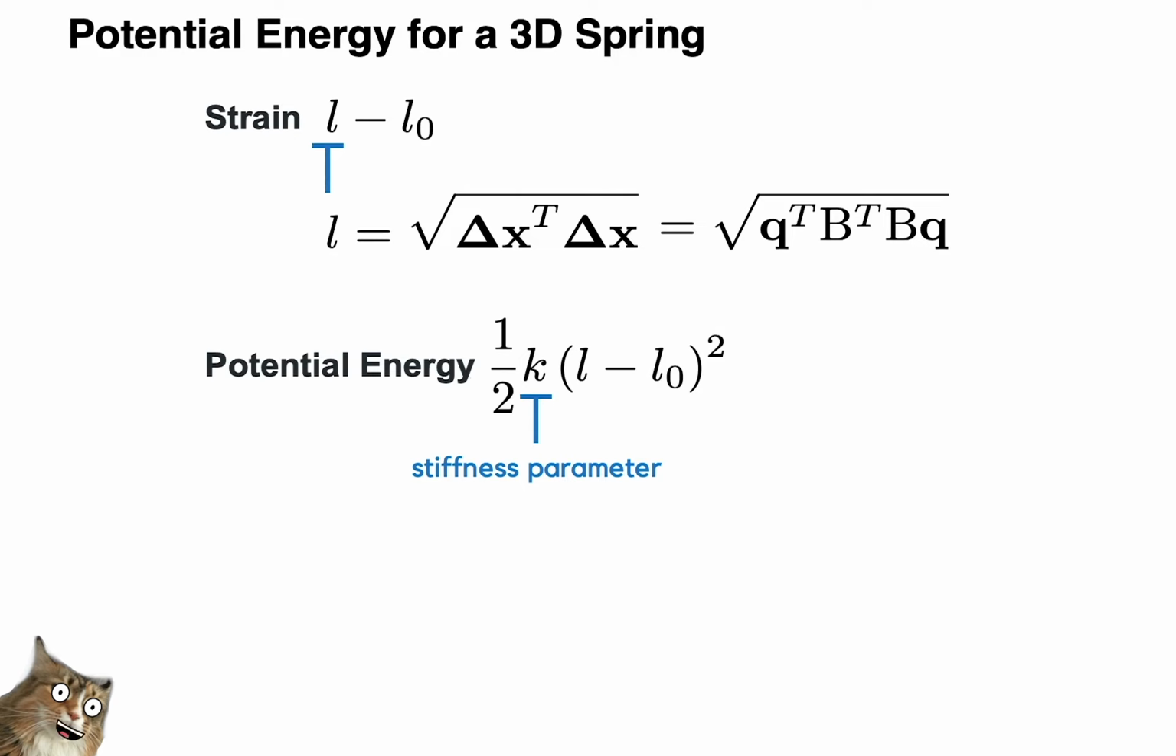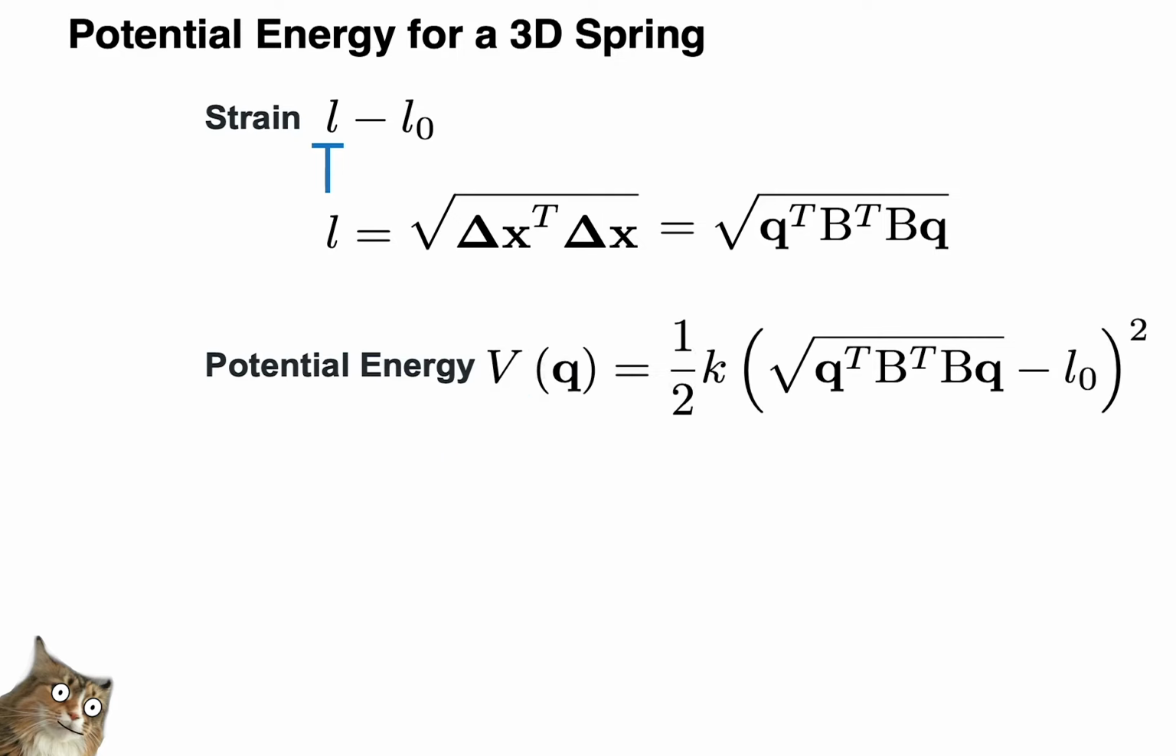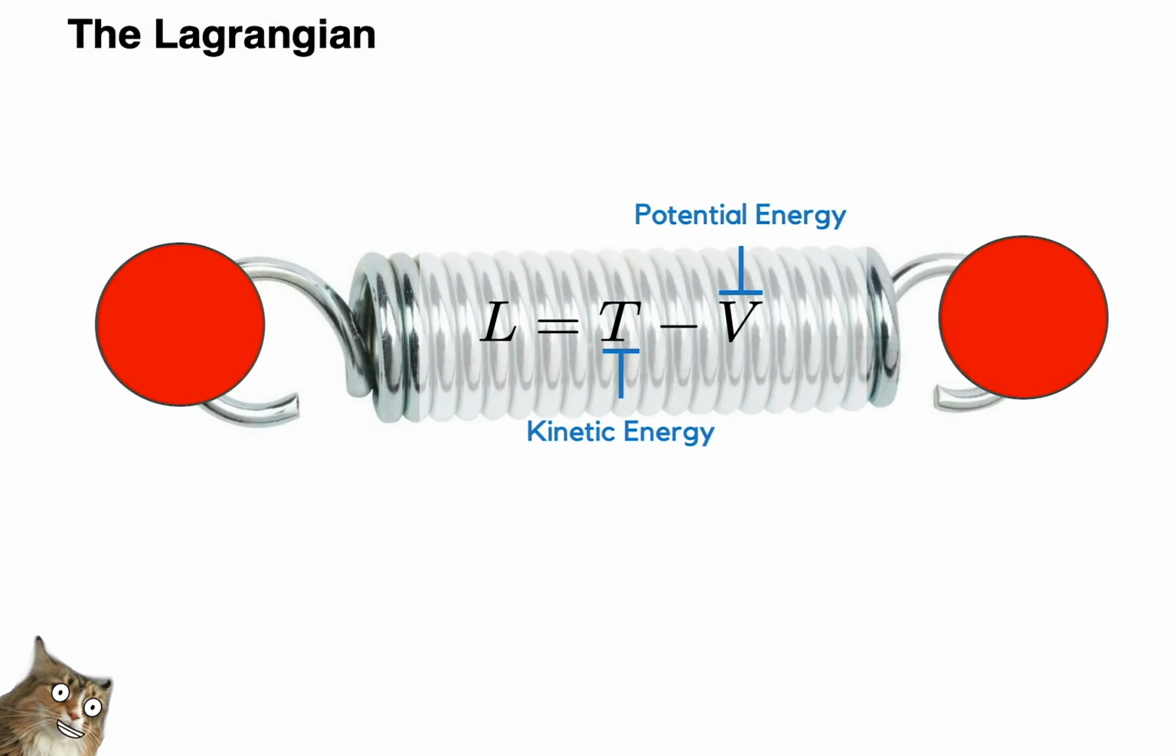The length of the spring at any point in time is given by the square root of the magnitude of delta x squared, and then via direct substitution we can express this length in terms of the generalized coordinate. Now we take this formula for the length, substitute it directly into our potential energy, and we arrive at the following formula, which gives us exactly what we need. Okay, so again, that wasn't that bad.